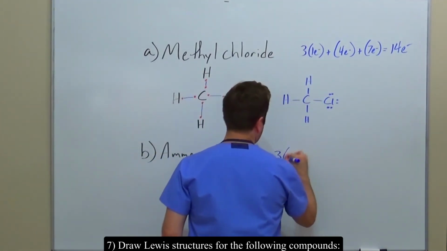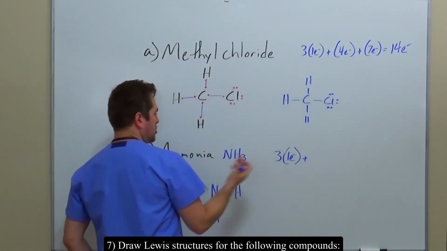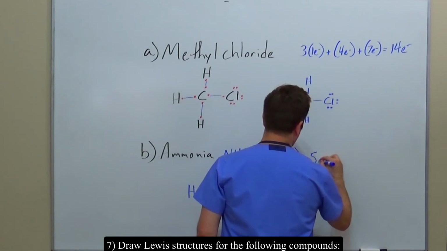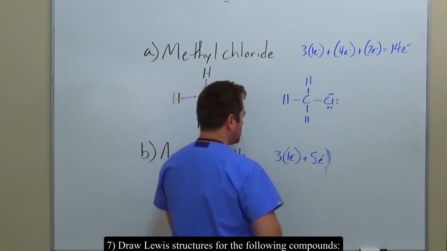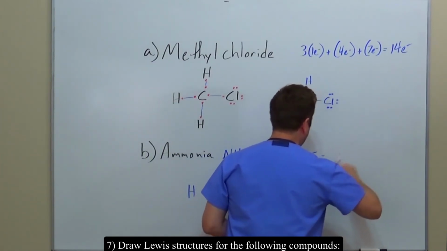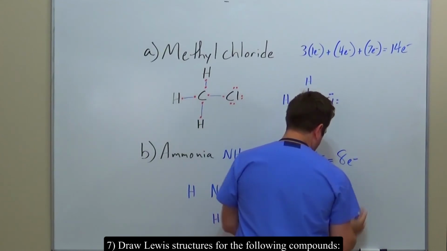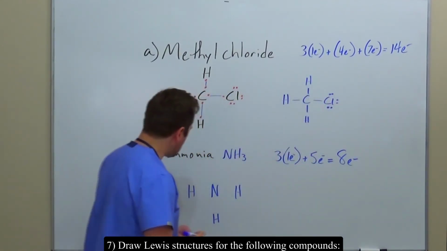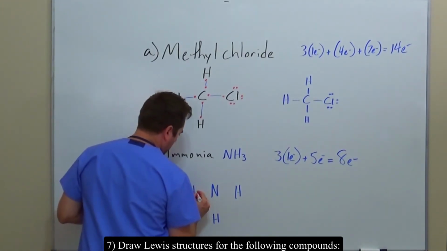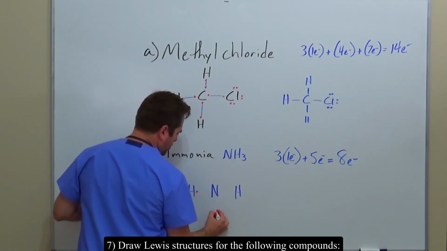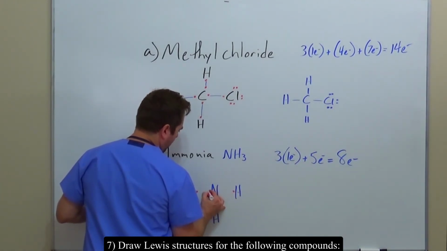Again, we have 3 hydrogens. Each one contributes 1 valence electron, plus our nitrogen, which is in group 5. So that's 5 valence electrons. Once we calculate this, we see that it's a total of 8 electrons that we're accounting for. Okay, now let's go for it. Here's our singular electron on that hydrogen, that one, and that one.